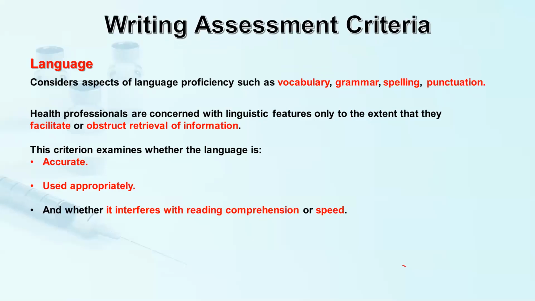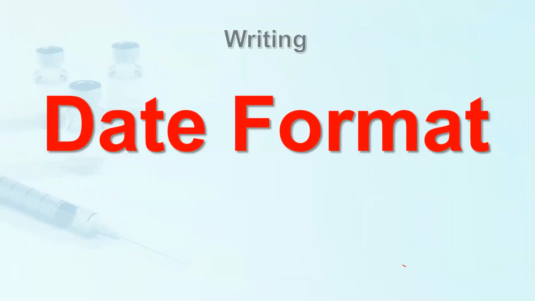The last criterion we have, language, considers aspects of language proficiency such as vocabulary, grammar, spelling, punctuation. Health professionals are concerned with linguistic features only to the extent that they facilitate or obstruct retrieval of information. This criterion examines whether the language is accurate, used appropriately, and whether it interferes with reading comprehension or speed. So this is regarding writing assessment criteria.